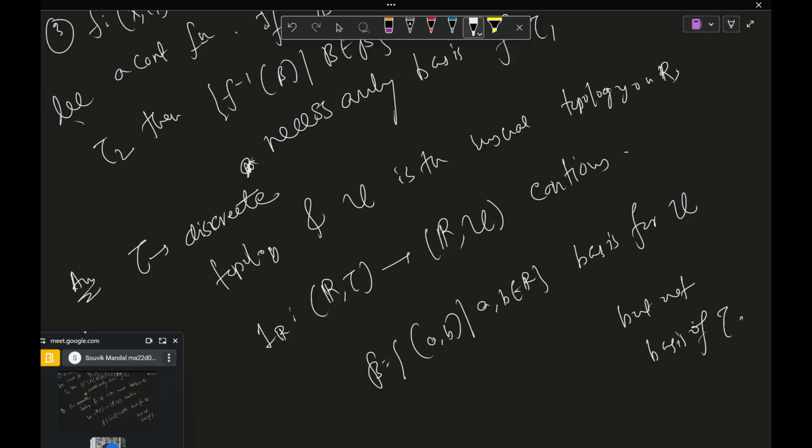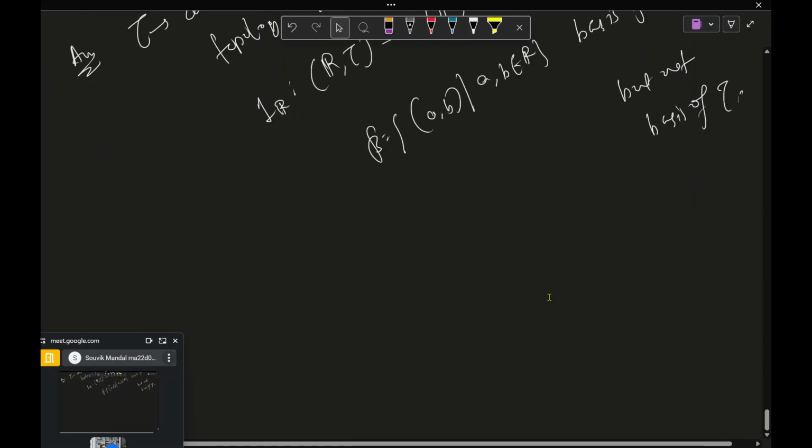So tau is the discrete topology we took, and we took the identity map from (R, tau) to (R, U), where U is the usual topology. The collection of open intervals (a, b) is a basis for the usual topology, but it is not a basis for R with the discrete topology, because the discrete topology has a basis of all possible singletons. So the collection of open intervals (a, b) where a, b belong to R can't be a basis for the discrete topology. That's why it's false. So this is a proper counterexample.